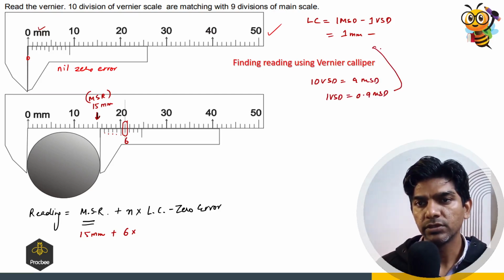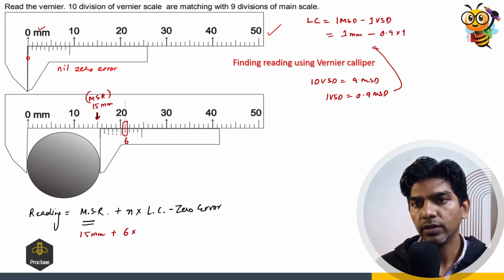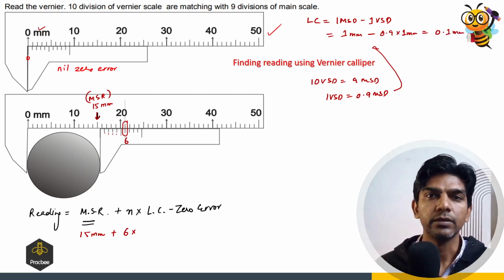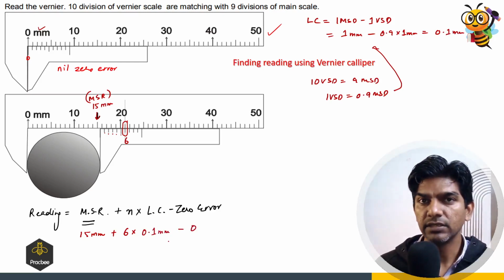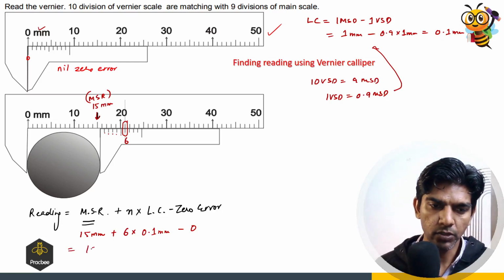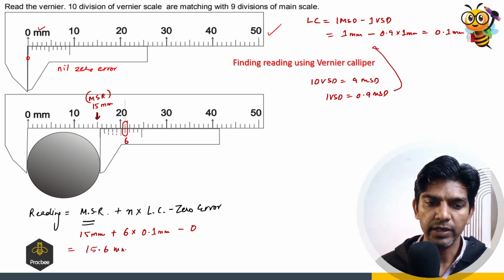Now we can substitute this in this equation. So it will be 0.9 times 1 millimeter, and it comes out to be 0.1 millimeter. So we got least count. So we can substitute least count as 0.1 millimeter. 0 error is nil. So this comes out to be 15.6 millimeter.